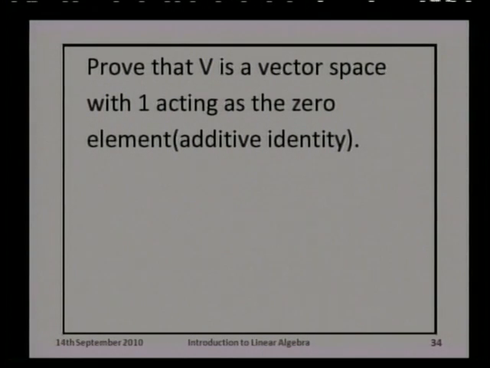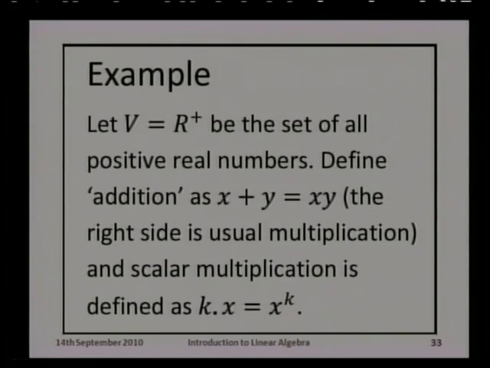So you can check how 1 acts as the 0 element or the additive identity. If you add any element x to 1, what will we get? x plus 1 equal to x into 1, and that is equal to x. So that means this 1 acts as the additive identity.